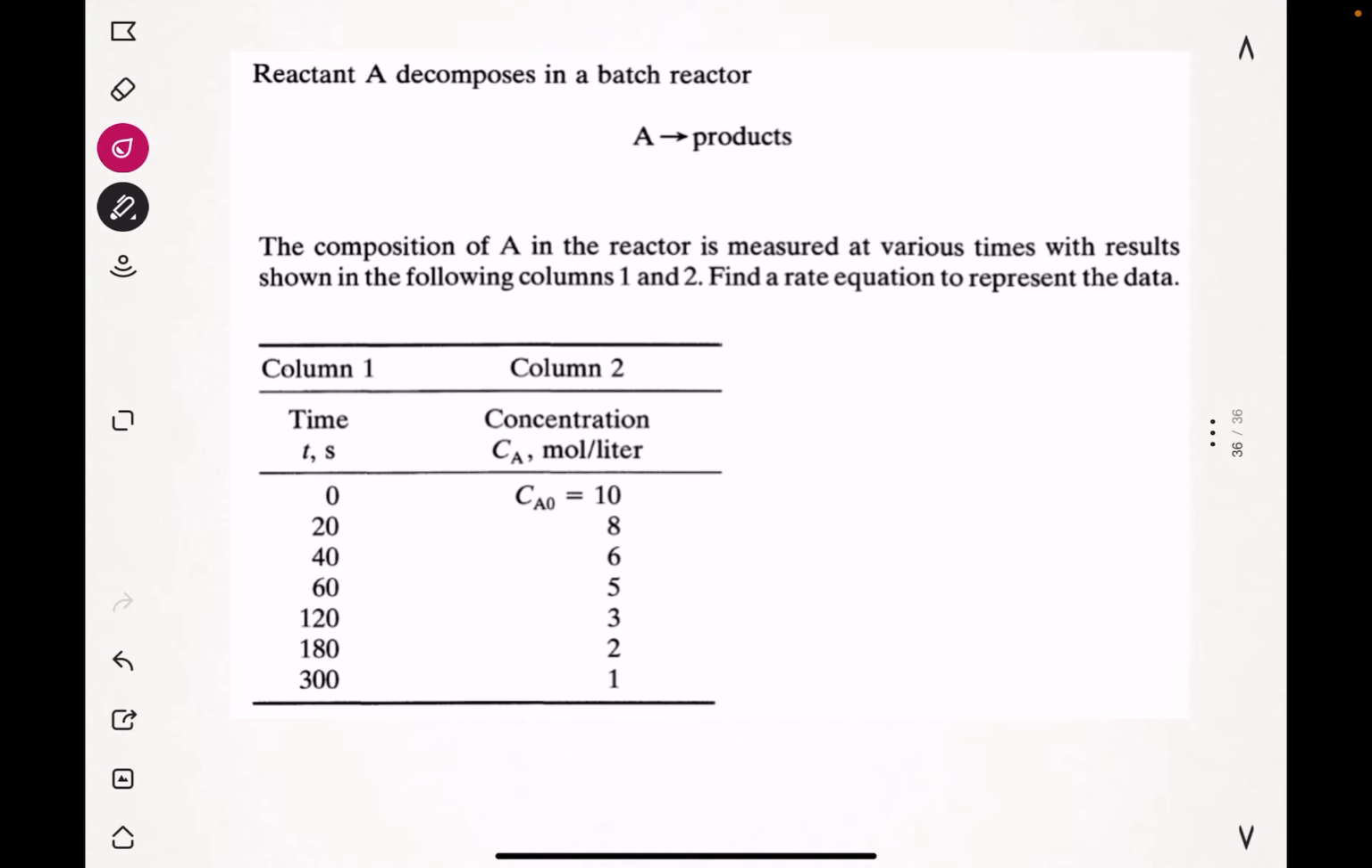And the composition of A in the reactor is measured at various times, with results shown in the following columns 1 and 2. And we have to find the rate equation to represent this data. So in column 1, we have time data, and in column 2, we have concentration data. For the time, we have started with time 0 up to 300 seconds, and the corresponding concentrations are listed in column 2.